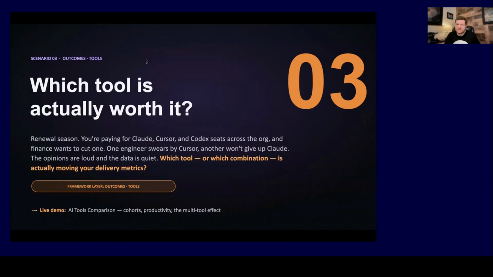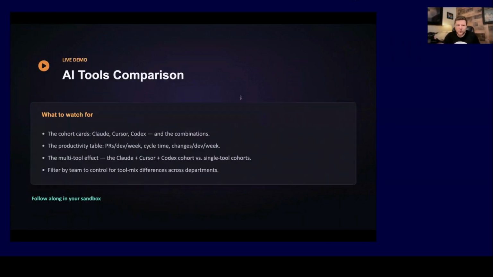So maybe one engineering team says they absolutely love Cursor and it's great for, let's just say, front end work. And then another team doesn't want to give up Claude because it's amazing for the back end work. Those are just examples. So opinions are out there for sure, but the data is really what we need to figure out which tool works best, or even combinations of tools. So that's what we're going to jump into.